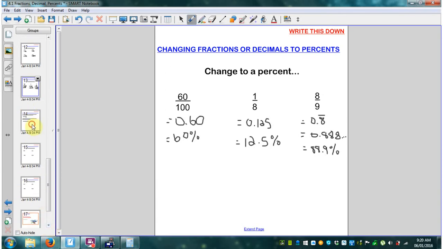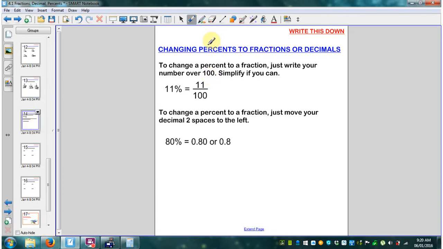Okay, almost done, guys. This is the last conversion we're going to do, changing percents to fractions or decimals. So we're just going the other way now. So it's pretty simple. To change a percent to a fraction, you just write your number over 100, then you can simplify if you can.